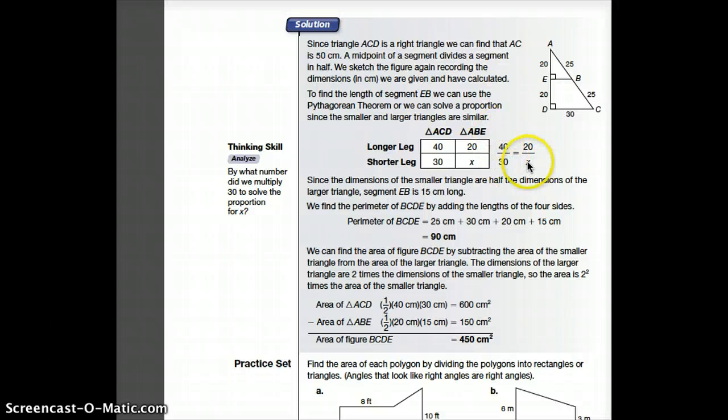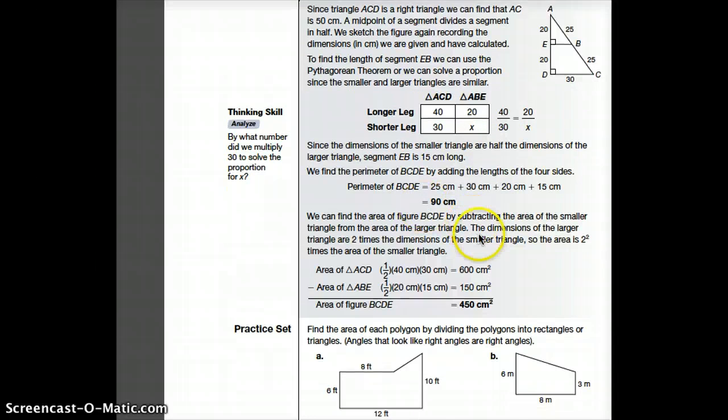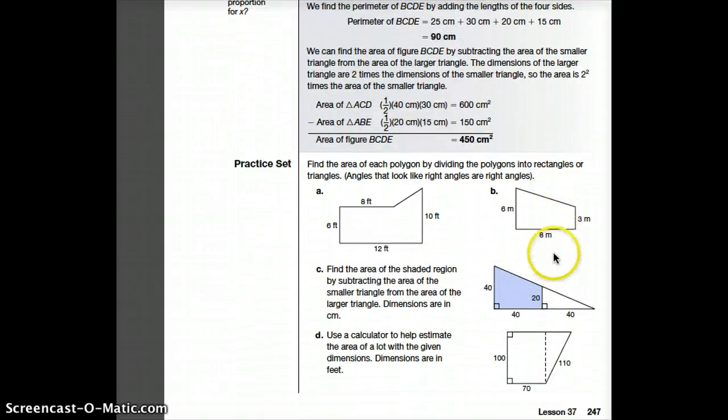You cross multiply, so that would be 40x is equal to 600, and then you would divide. The other way to do that is to think: 20 times 2 gives me 40, so what times 2 gives me 30? x would be 15. And for the perimeter you would add all those up to get 90. For the area, remember, the area of this triangle ACD is 1/2 base times height.